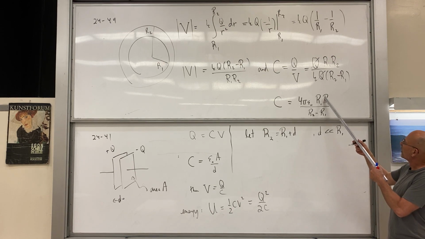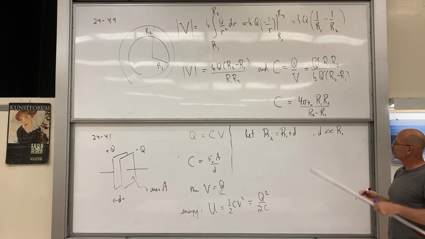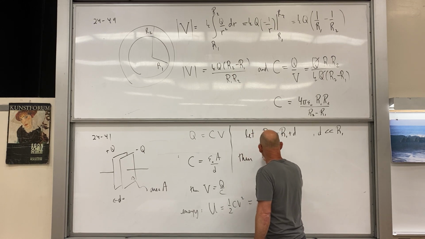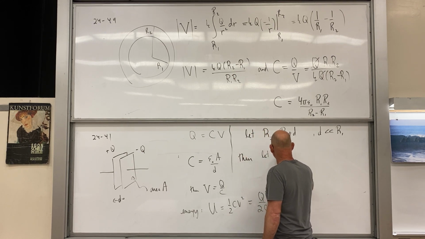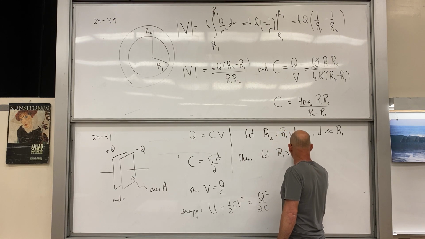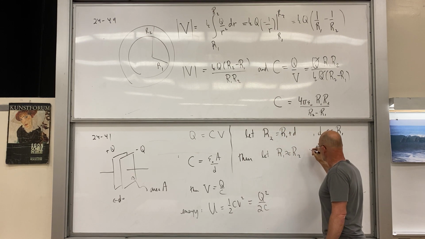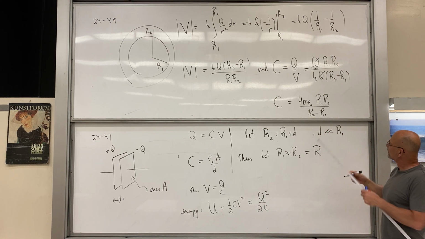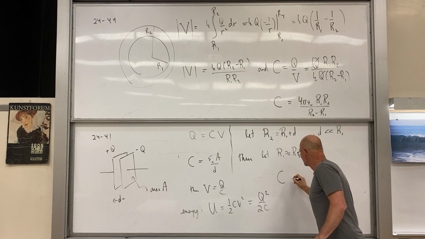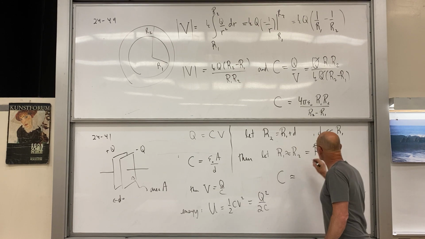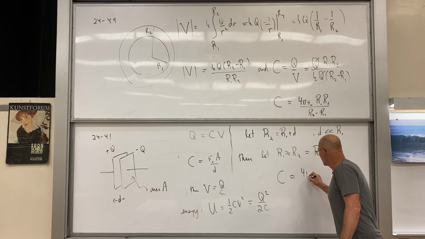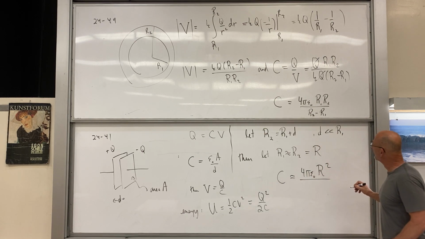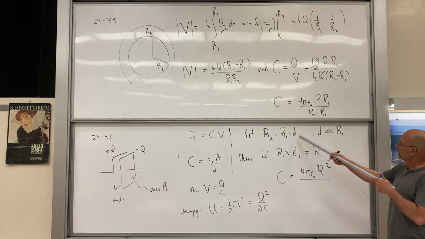Then the product of R1 and R2 is roughly just R squared, so we've got R1 approximately R2. We'll set them equal to R. And what we're going to have is 4 pi. So C is going to be approximately 4 pi epsilon naught R squared over R2 minus R1, which is just going to be D.